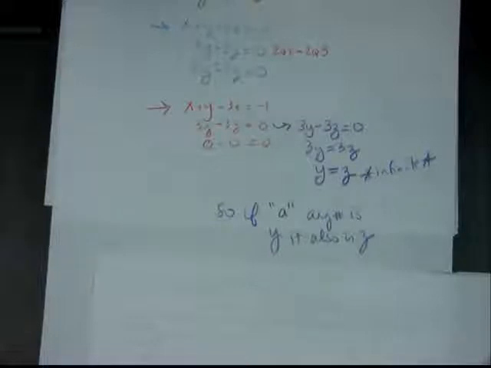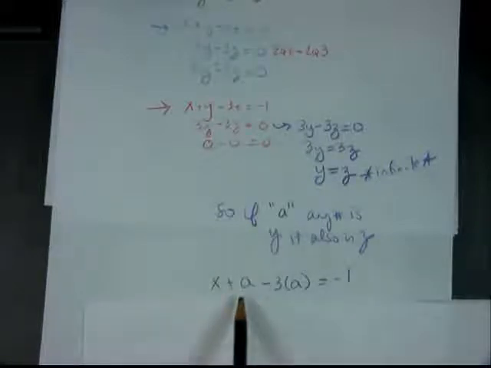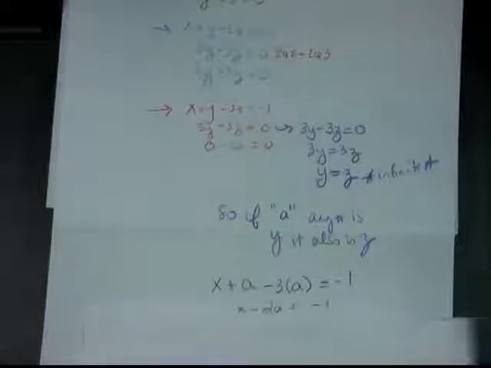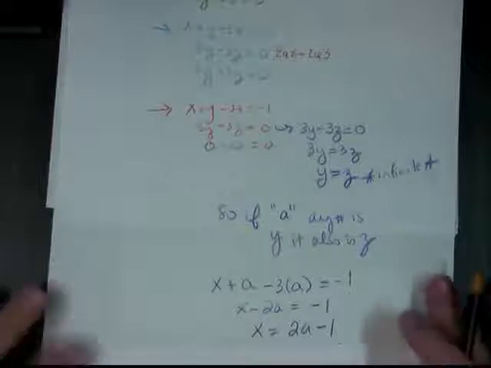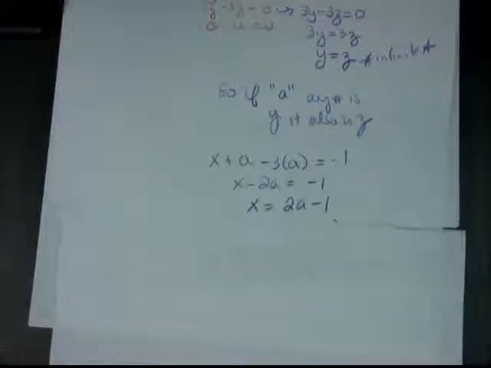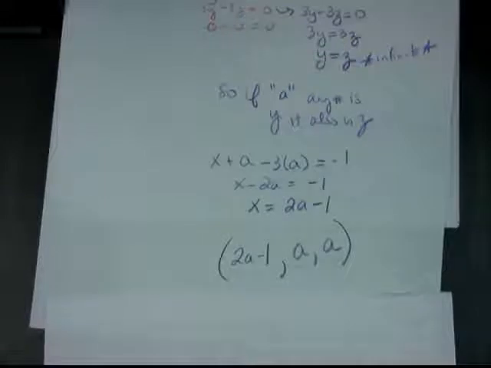I can take that a and substitute it back into my other equation to find my x. Substitute a into y, substitute a into z, and I'm going to find my x value. When I find my x value, it is in terms of a, because remember, this is infinite. So I want to find all the possible solutions, not just know that there are infinite solutions, all the possibilities of them. So I need to write them in this special format, which is x is 2a minus 1, y is a, and z is a.